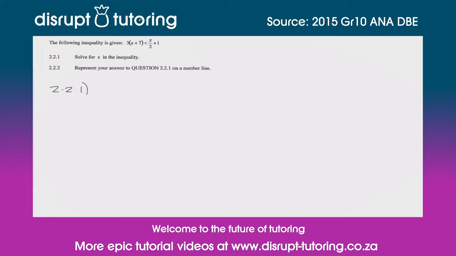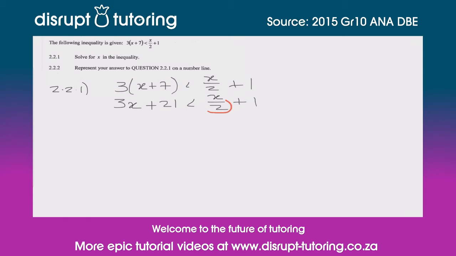2.2.1. Now what I would do is write the question out again and start thinking through a possible approach. The first thing I don't enjoy is those brackets, because I need to try and get to the x and get the x by itself. So I want to get rid of those brackets, and to do that I need to use my distributive law. That's going to give me 3x plus 21 is smaller than x over 2 plus 1.